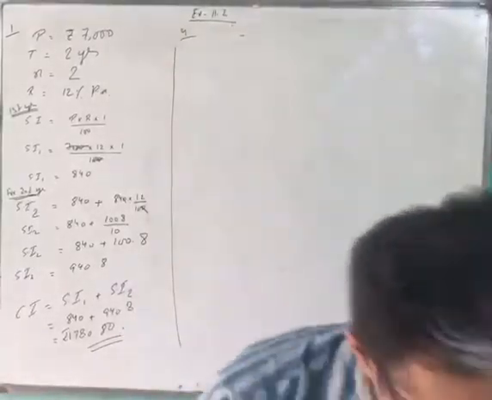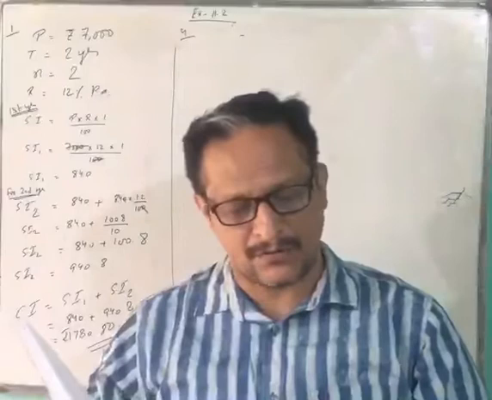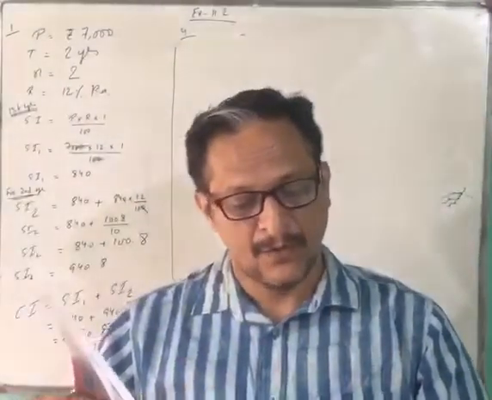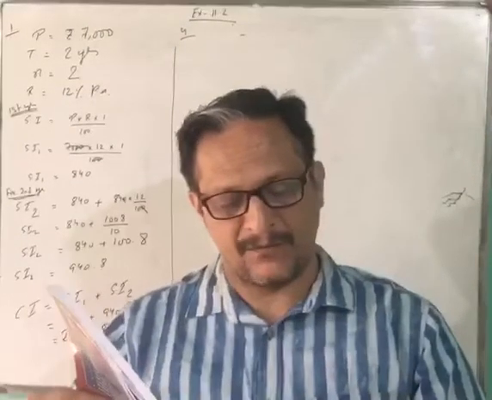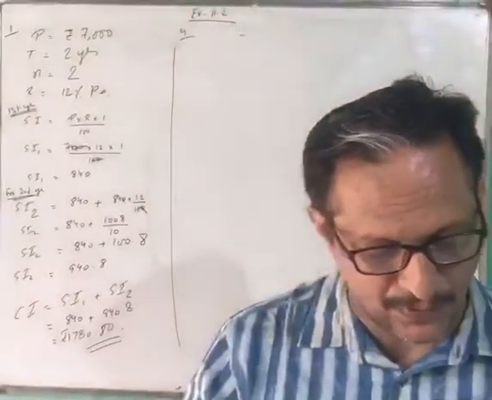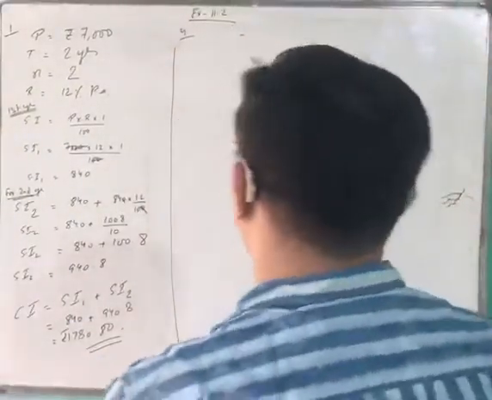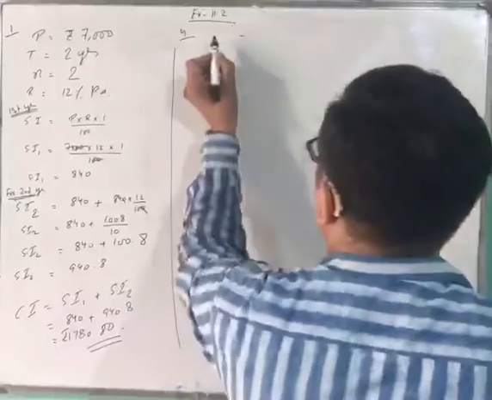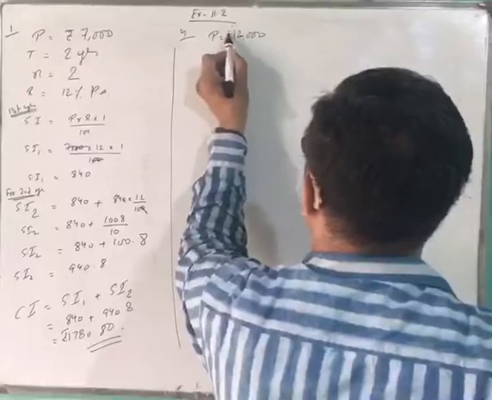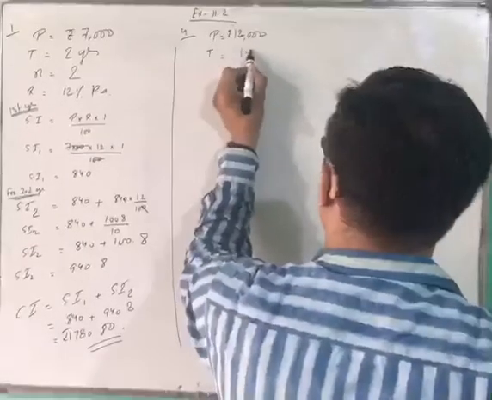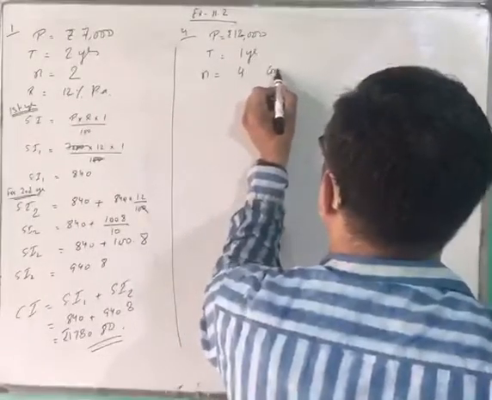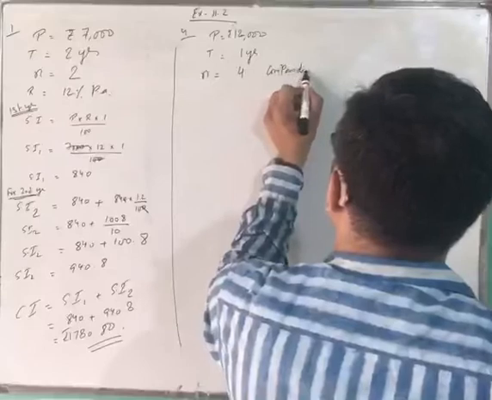Okay, and the next question is number 4. Let's see what is given here in the question. You have to find out the compound interest on a sum of 12,000 rupees at the rate of 8% per annum for 1 year compounded quarterly. You must keep in mind, 1 year compounded quarterly. So the principal is 12,000, and the time is 1 year. The number of conversion periods is 4, since it is compounded quarterly.